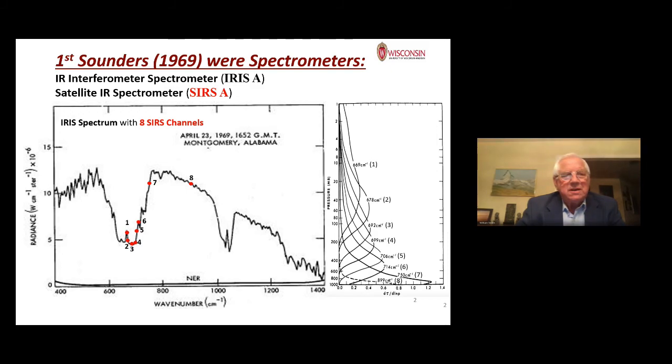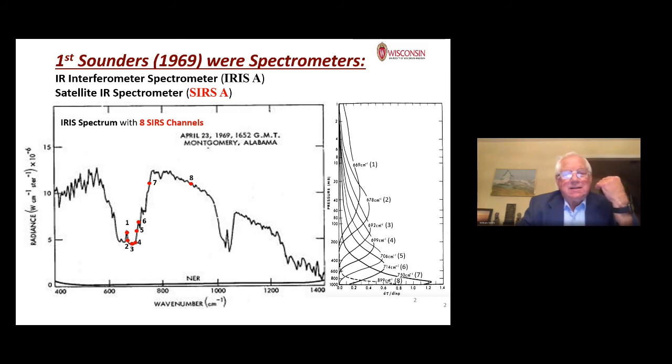The other instrument which flew was the satellite infrared spectrometer, called SIRS-A. The SIRS-A instrument had 8 detectors to measure 8 different spectral channels. You can see them numbered here: 1, 2, 3, 4, 5, 6, 7, and 8.